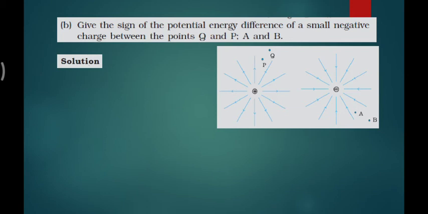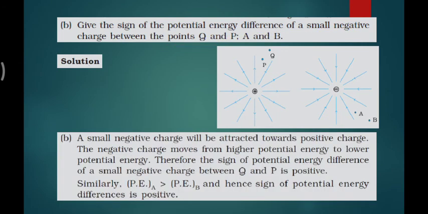Okay, let's go for the first, Q and P. In between, one small negative charge is there. Let us work out what the answer will be. A small negative charge will be attracted towards the positive charge. Suppose we have a negative charge here, within the center of the positive charge. Two different kinds of charges always attract each other, so it will be attracted.